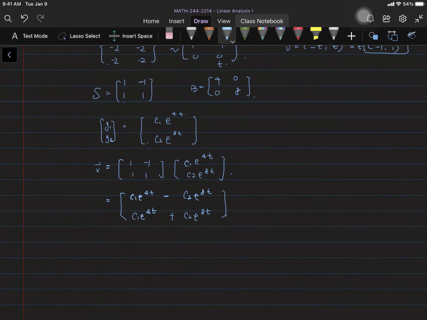We can stop here for this section. This is the application for the eigenvalue eigenvector. So we use eigenvalues and eigenvectors to solve the linear system of differential equations.